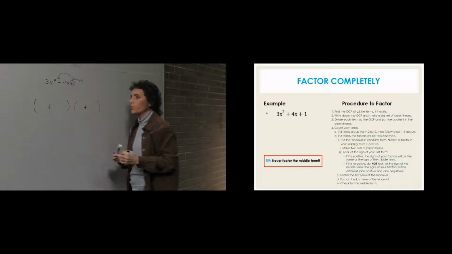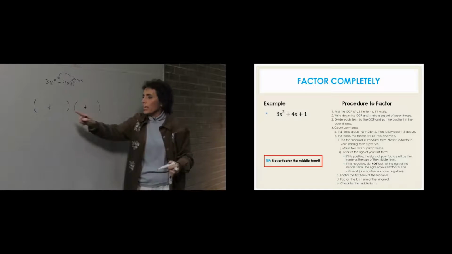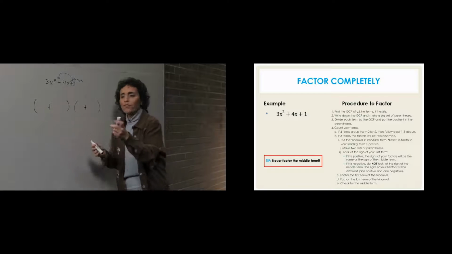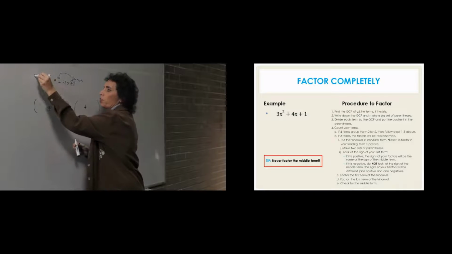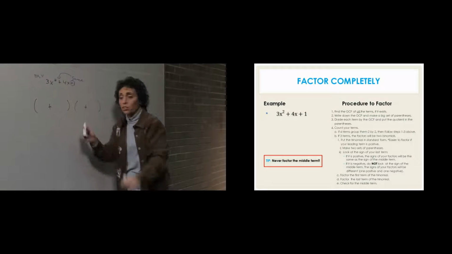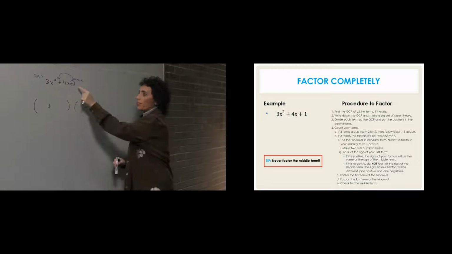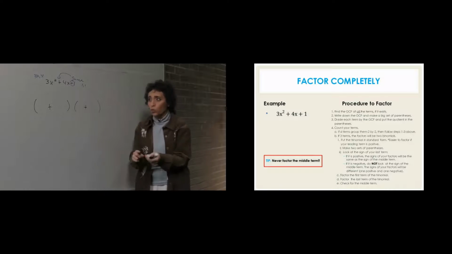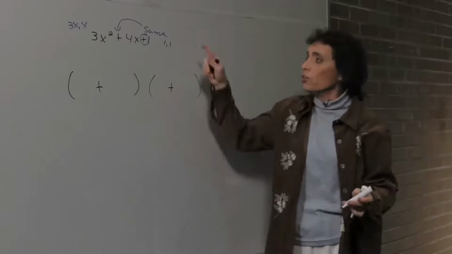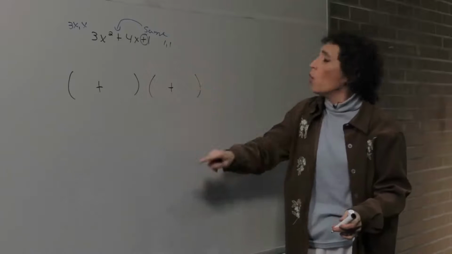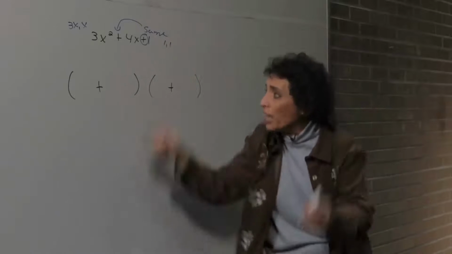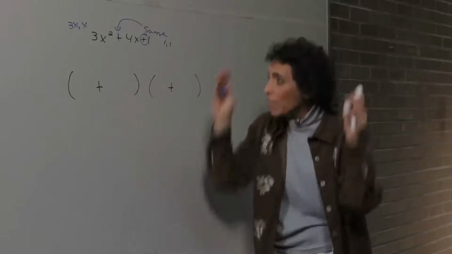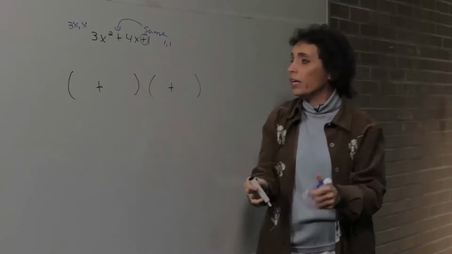Now, here's how this works. To get what goes in here, we factor the first term. 3x squared could be 3x and x. That's it because it's prime. Then we factor the last term, 1. 1 times 1 is the only option for 1. We list all our options. Those are the only options for 1. We do not factor the 4. Do not factor that middle term. Okay? So here we go.